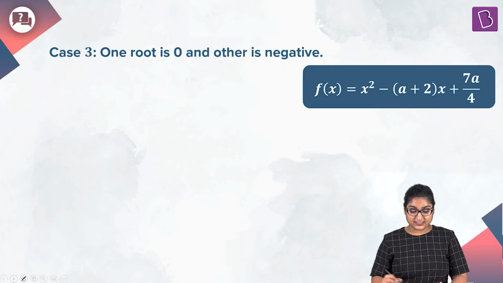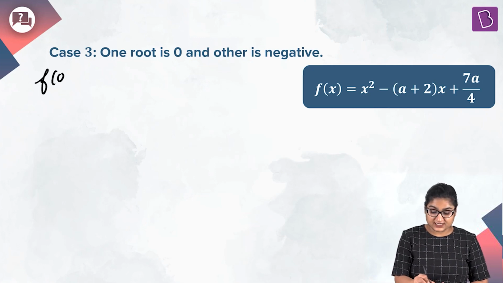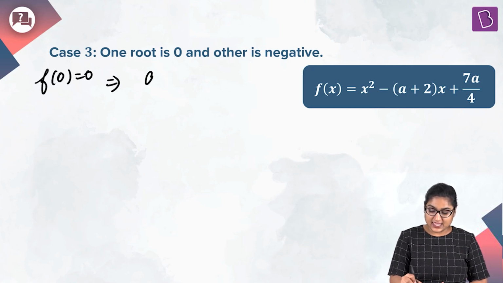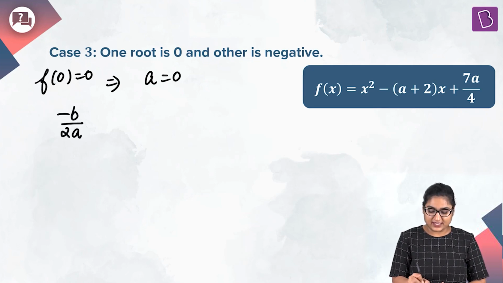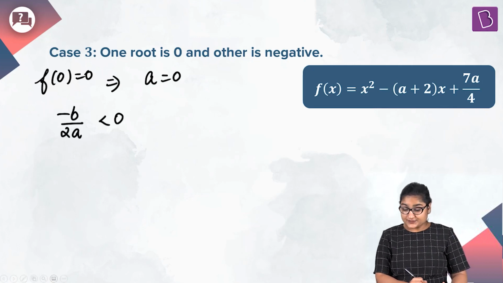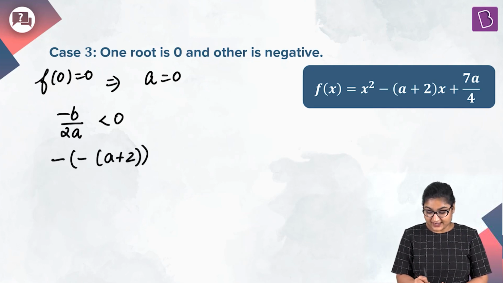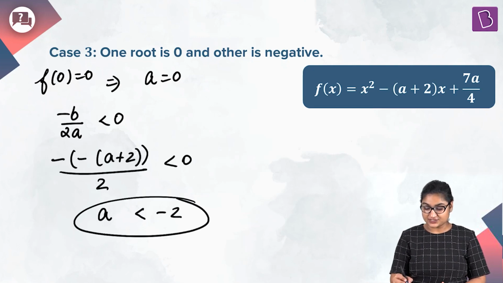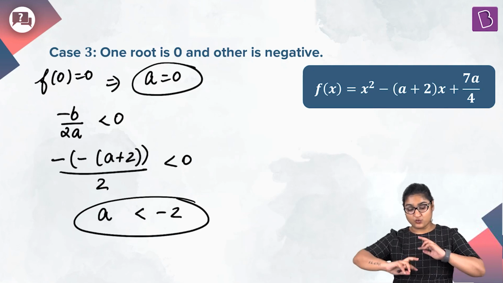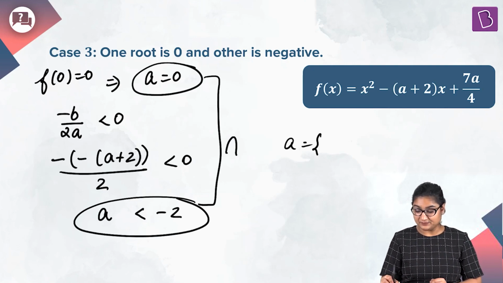Now moving on to the third case where one root is 0 and the other root is negative. If one root is 0, f of 0 is 0, which implies a is equal to 0. And the other root is negative, that means minus b by 2a is less than 0. So we have minus of (minus (a plus 2)) divided by 2, and this is less than 0. So what we have is a is less than minus 2. I have a less than minus 2 and a equal to 0. Now within the case we have to take the intersection. When we take their intersection, again we get an empty set.